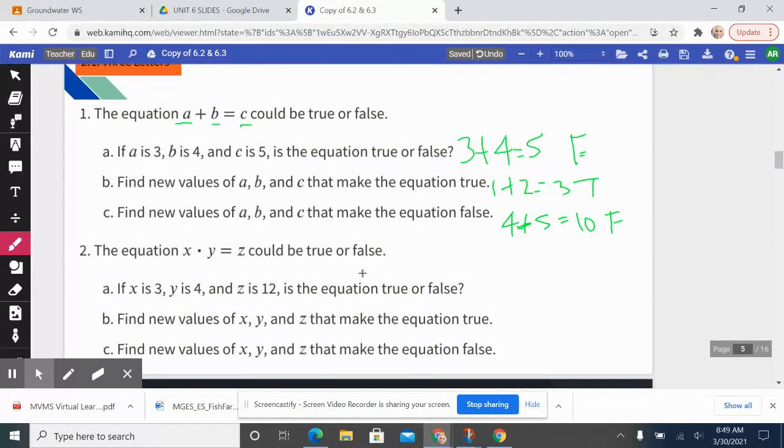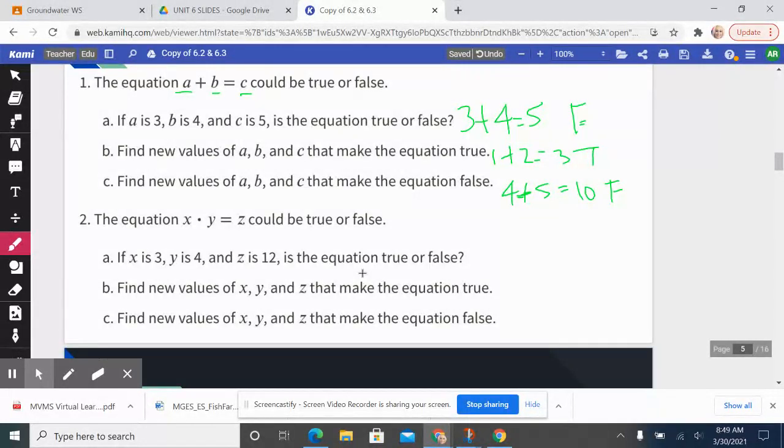Now we're going to do the same thing for number 2. It says the equation x times y equals z. Remember I told you that the dot right there means multiply. We're going to decide true or false, and follow what it says. If x is 3, I'm going to write 3, and y is 4, I'm going to put 4, and z is 12. I just put numbers in where the variables are. Is 3 times 4 12? The answer is yes, that's true.